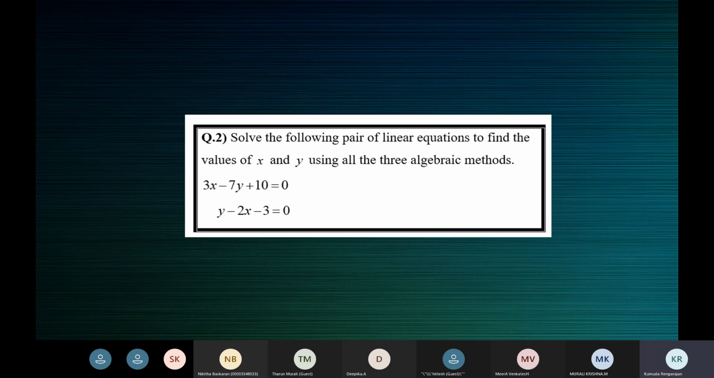Can I have the solution set? What are the values of x and y? Ma'am, x is minus 1, y is 1. Okay, all of us get the same answer? Yes, ma'am. Anybody else with a different value for x and y?